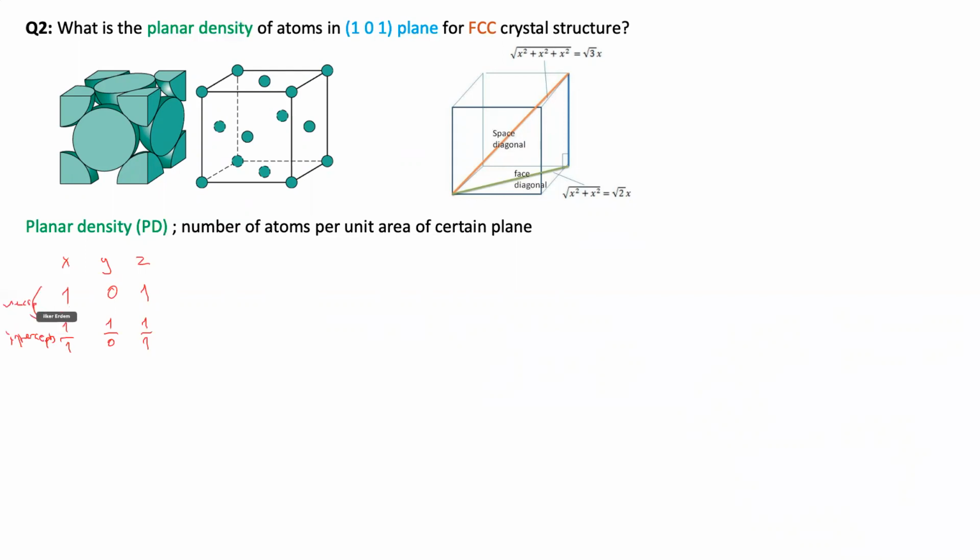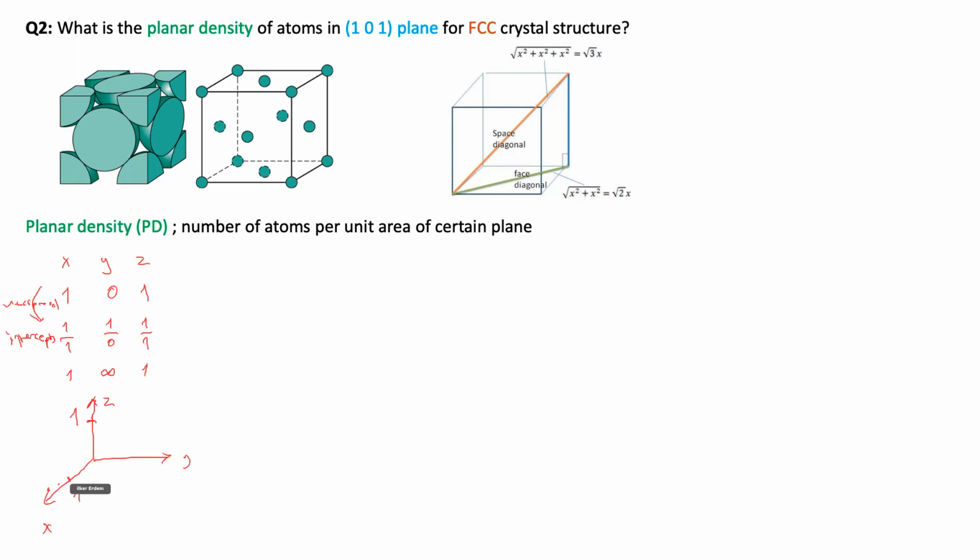Reciprocal. So the intercept values will be 1, infinity, 1, which means the plane will be intercepting the axes x and z at 1. No interception with y because it's infinity. It will intercept at infinity. For z, it's again 1.